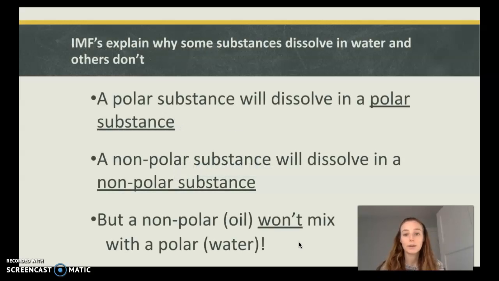IMFs help us explain why some substances dissolve in water and others don't. So we talked in the last video about how a polar substance will dissolve in a polar substance and a nonpolar substance will dissolve in a nonpolar substance, but a nonpolar molecule will not mix or dissolve with a polar molecule. So that is why oil and water do not mix, and IMFs help to explain this.